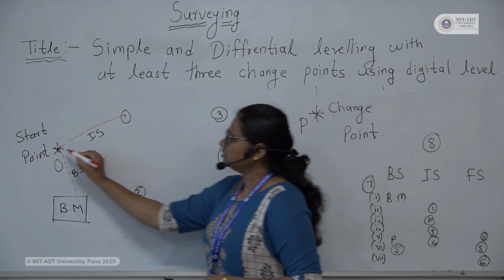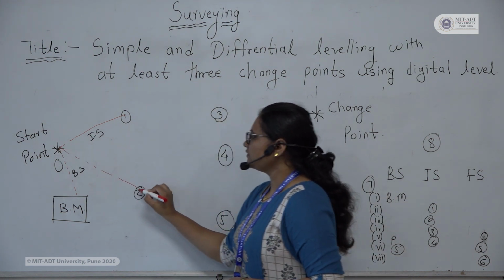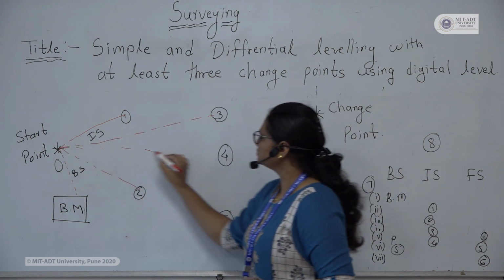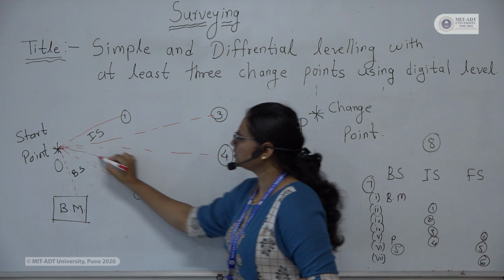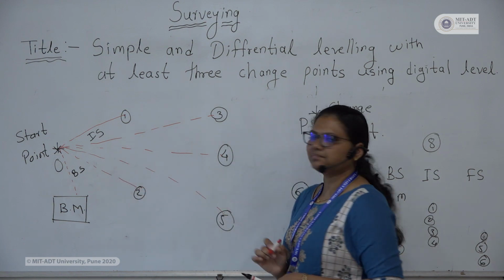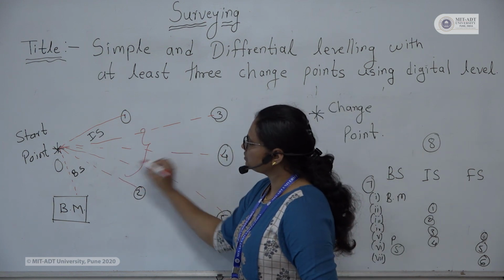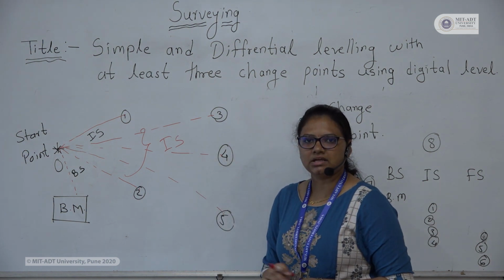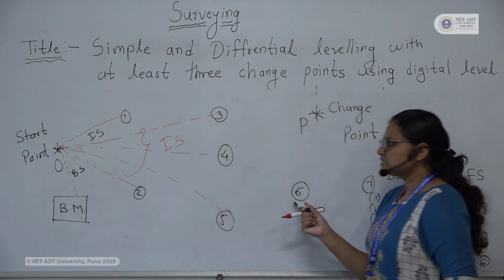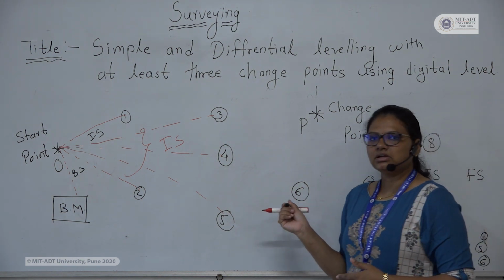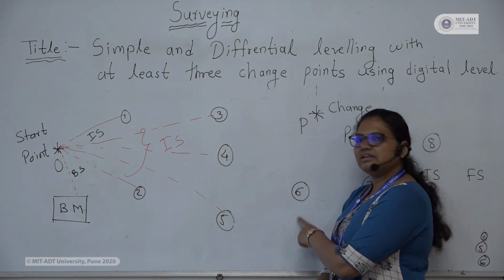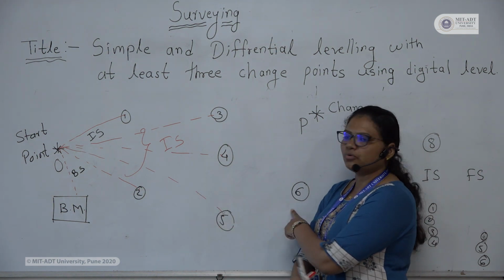and similarly we have to do for the remaining points. After taking the reading of the first point, I will take the reading of the second, then third, then fourth, and then fifth. Now all these readings I have to write in the column of IS, that is intermediate side. Now my 6th point is located far away from my start point. So this 6th point is located very far from this start point O.